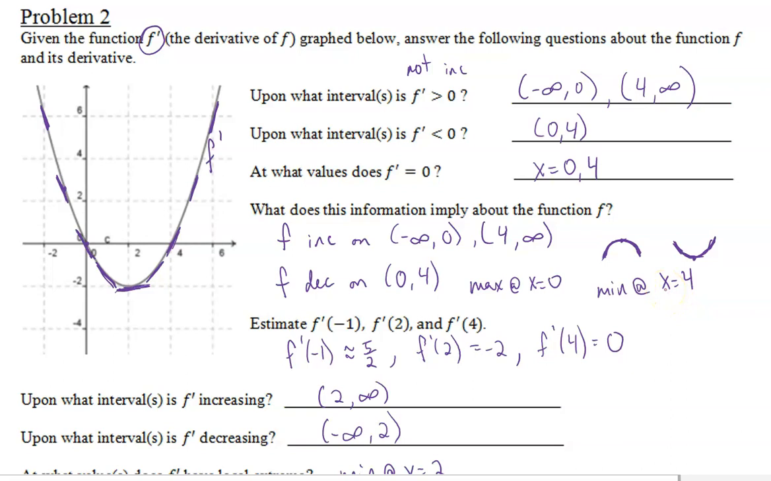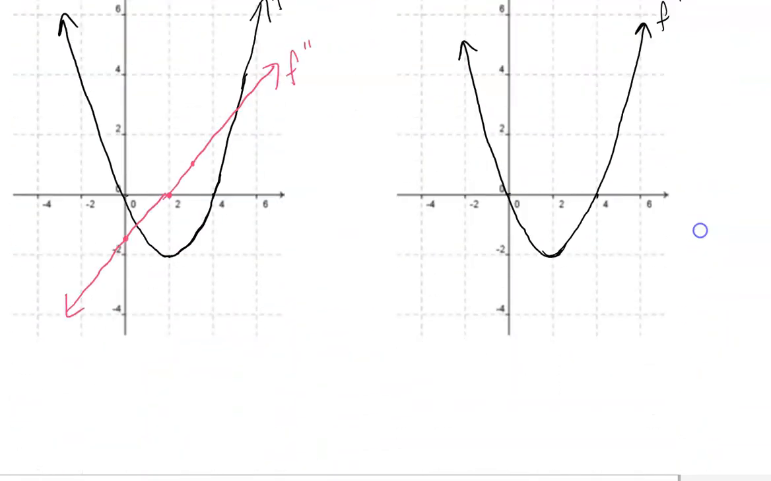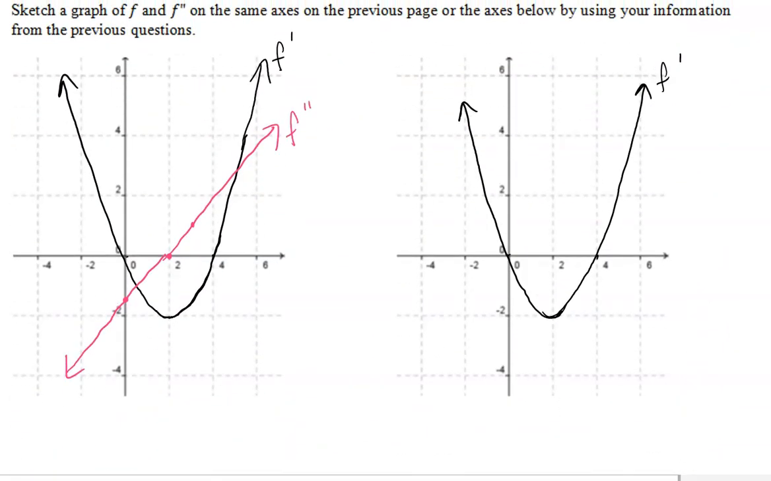But here's the thing that we don't know. We do not know the heights of any of those points. We know that we have a max at 0 comma something, but we do not know how high it is, okay? And really, we don't have any information about that, so yours could look very different from mine. I'm going to put mine right here, and I'll just put a little curve here to show that that's going to be a max.